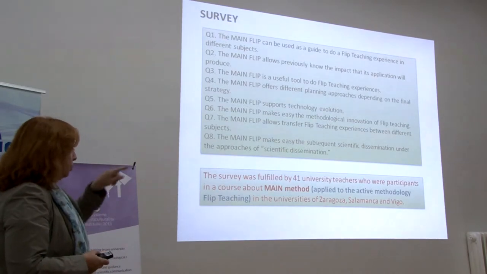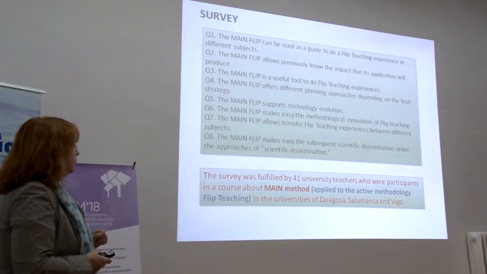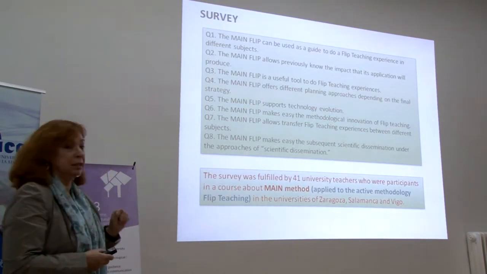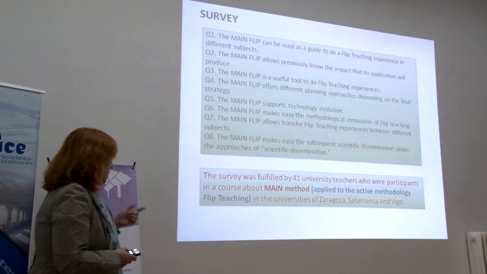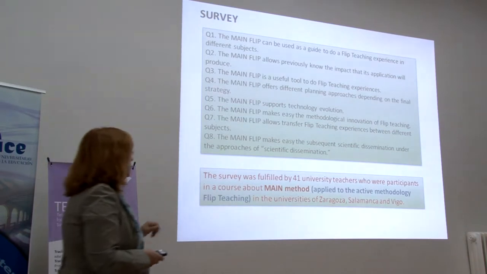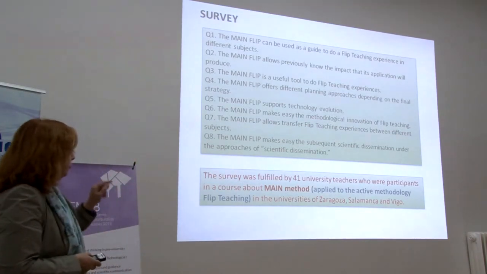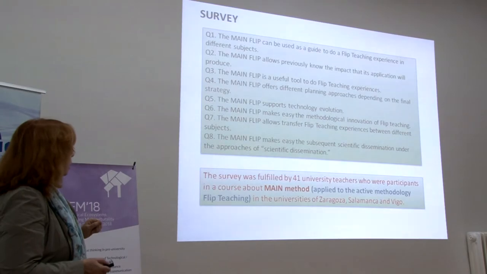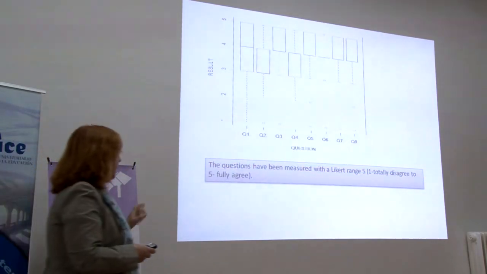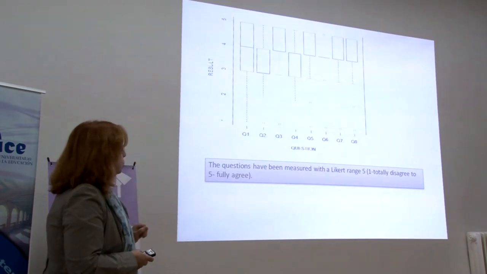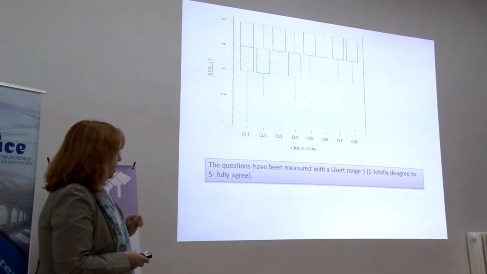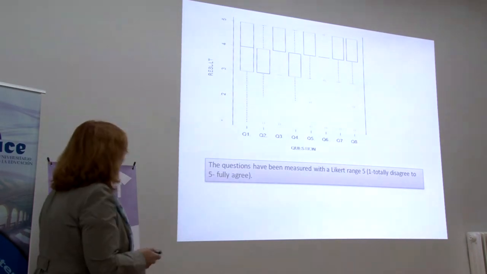In that sense, we did a survey with 8 questions, and 41 university teachers, participants in a course about the MAIN method in 3 universities, fulfilled this survey, and we obtained results for the 8 questions. Well, this is the box diagram, and the questions were ranked by Likert, 5 levels.